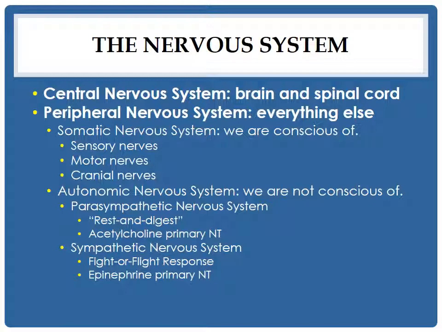The peripheral nervous system, that is everything outside the brain and the spinal cord, is organized further into the somatic nervous system and the autonomic nervous system. So the somatic nervous system is the things that we're conscious of. So we have sensory nerves that receive information from the environment about heat or cold or pain, or you can hear or you can see or you can taste. Those are sensory nerves that are receiving that information.